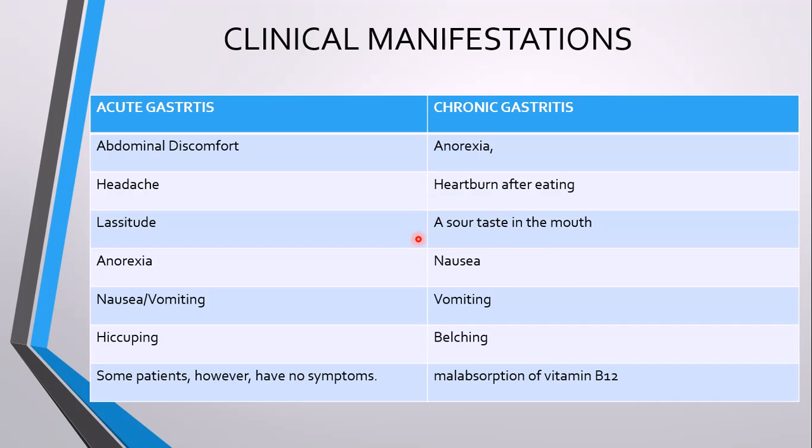And the sour taste is again because of the bile reflux, because the bile keeps on coming over by our stomach sphincter. So it gives a sour taste in our mouth. Then nausea, vomiting, belching is the same thing. We feel like something is coming back, like the food whatever we have eaten, it's coming back. And then malabsorption of vitamin B12. So this is the major symptom.